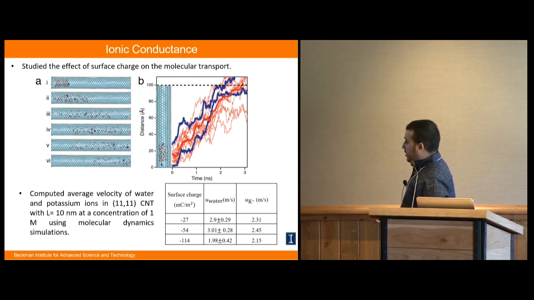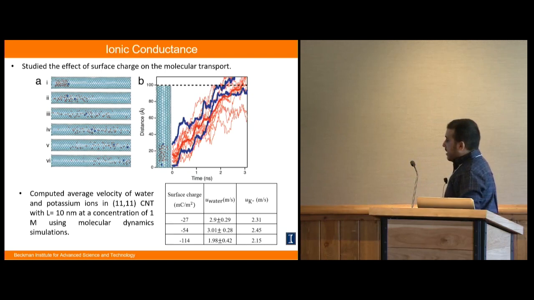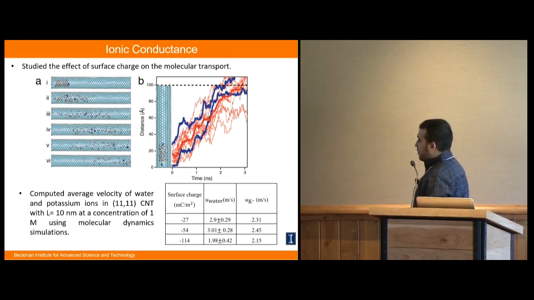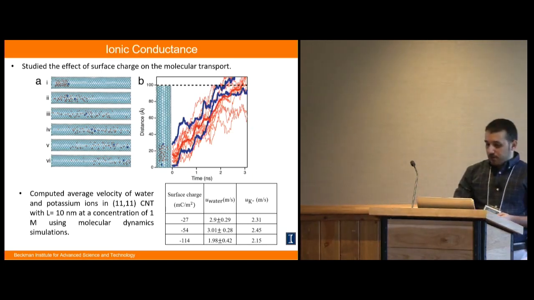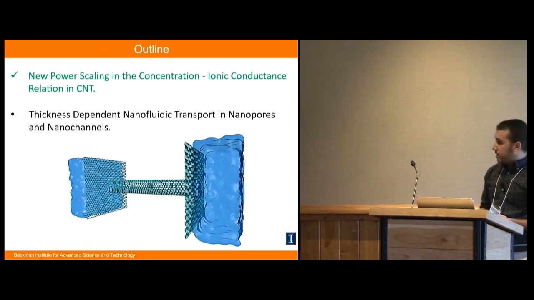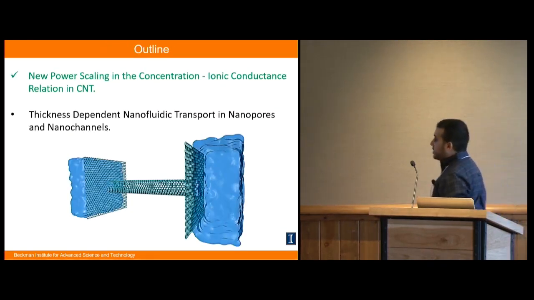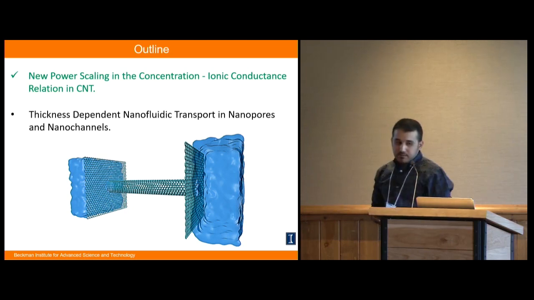We wanted to do a further study by changing the surface charge and seeing how it affects the electroosmotic velocity, and we found that at low and moderate surface charge, the velocity of the water and the ion is almost the same, but when we go to very high surface charge, the velocity drops for both the water and the ion as well. With this slide, I would like to turn the gears and talk more about the velocity in nanofluidic systems.